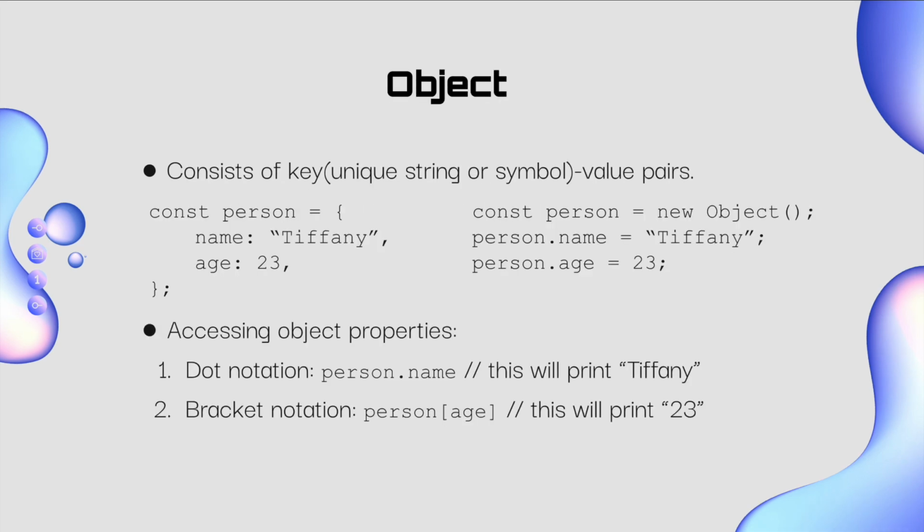Operations and loops in JavaScript are similar to other languages, so I will skip them and focus on JS objects, which consist of key-value pairs, where keys are strings or symbols that uniquely identify values. On the left is an example of object creation using literal notation, and on the right is using object constructor. The name and age are called the properties of the person object. You can access the properties using either a dot notation or bracket notation.